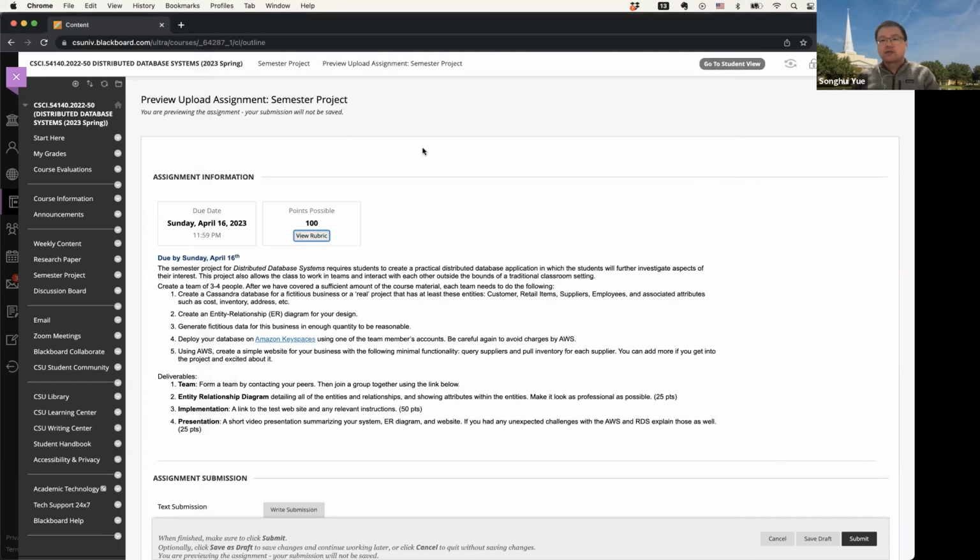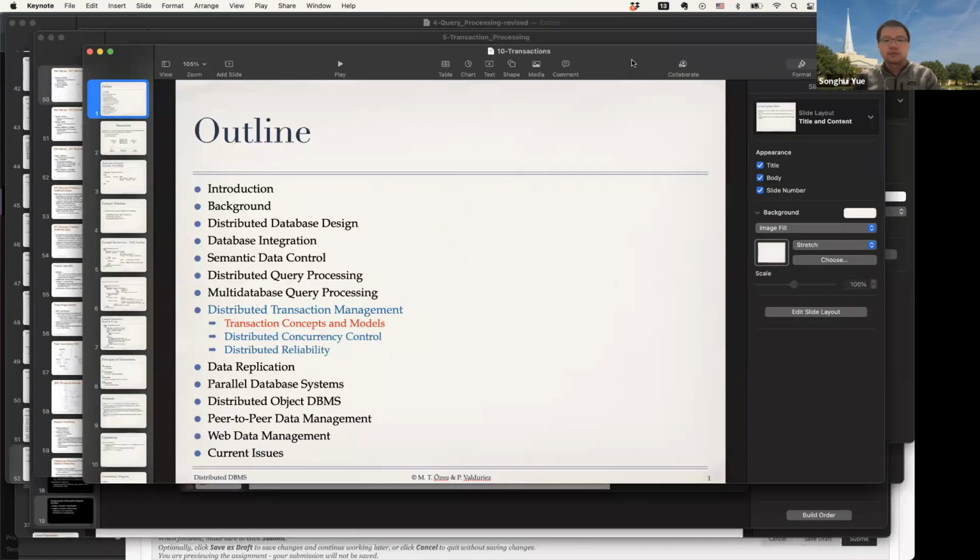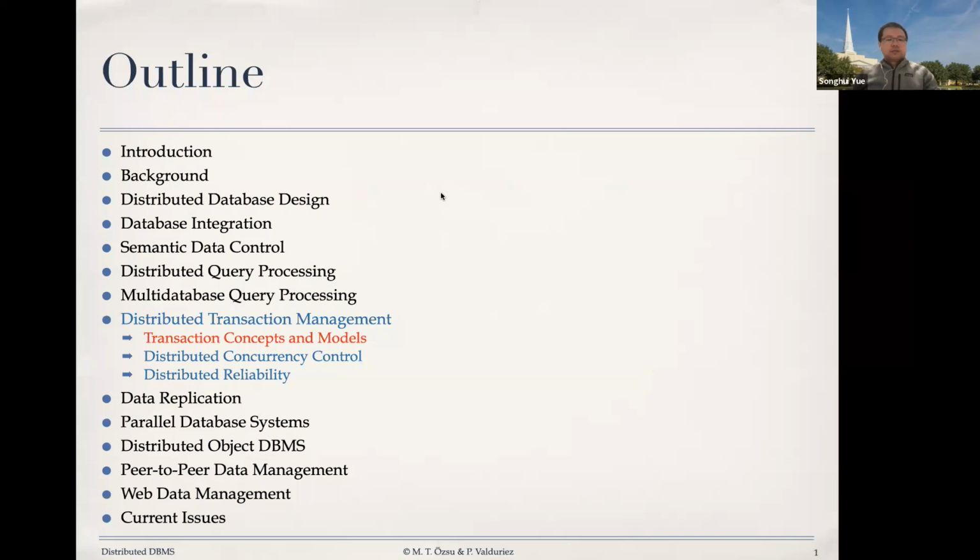All right, let's dive into this week's content. In the slide, okay, I will start presenting. So this week we'll be talking about transaction management.